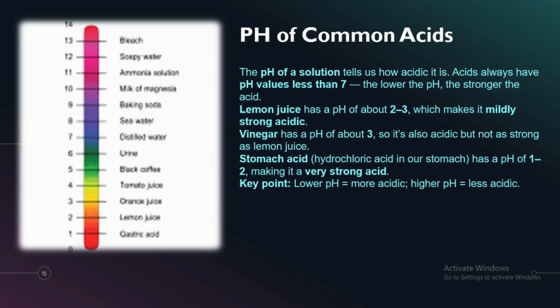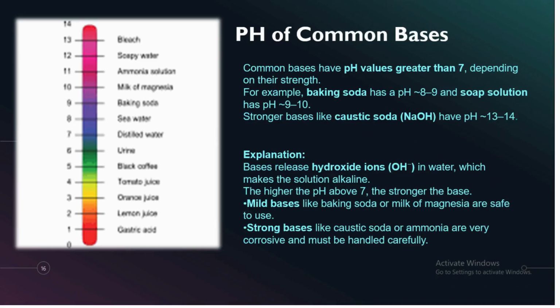Vinegar has a pH of about 3, so it is also acidic but not as strong as lemon juice. Stomach acid, like hydrochloric acid in our stomach, has a pH of 1 to 2, making it a very strong acid. So a key point: a lower pH is more acidic and a higher pH is less acidic.